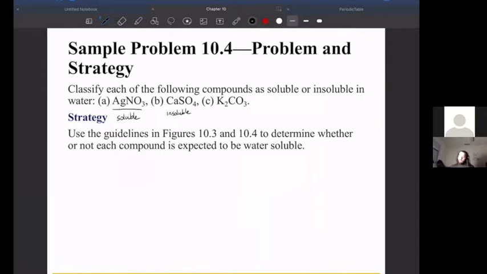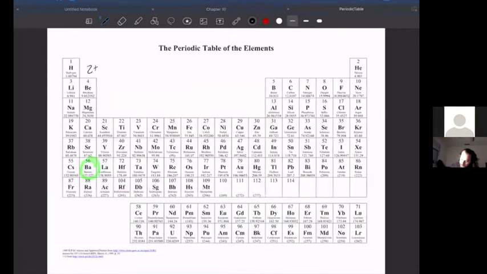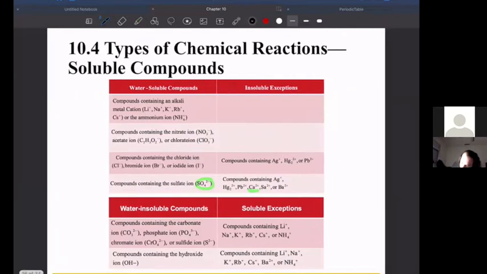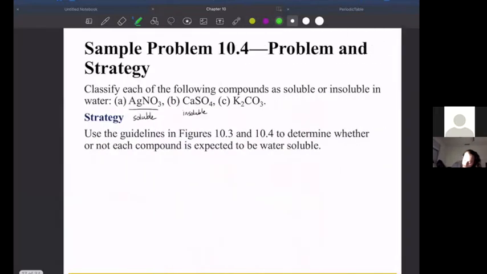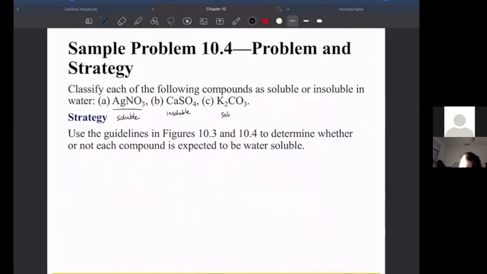And lastly, I have potassium carbonate. If I look at this table here, I see potassium and there are no insoluble exceptions. I can also double check because I got carbonate down here and potassium is a soluble exception. So in this case, this compound is also soluble.